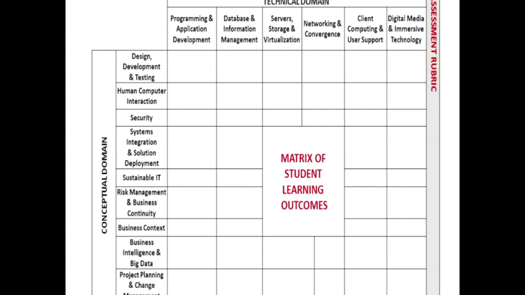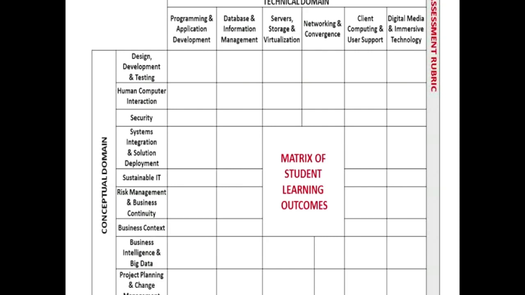So let's take the simplest example. Under programming and application, the first column, when we look at the first row, design, development, and testing, there might be one outcome there, again, that's applicable to every IT student. There might be two. I doubt if there's more than two, but we'll see. So one box doesn't mean one outcome. One box can house whatever outcomes are appropriate.